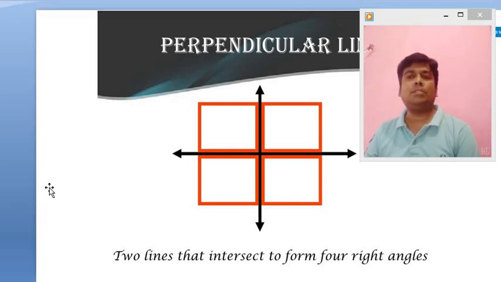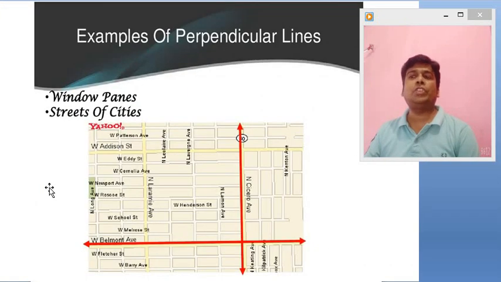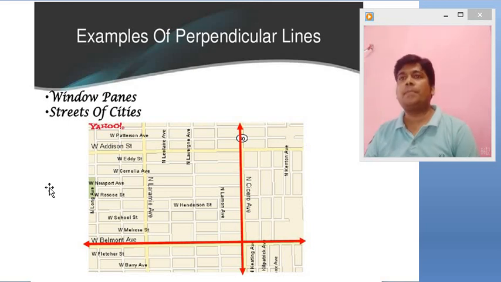So everyone is aware about this one also. Some examples of perpendicular lines are given. Some streets are perpendicular. Here you can see window panes and streets of cities, they are perpendicular.